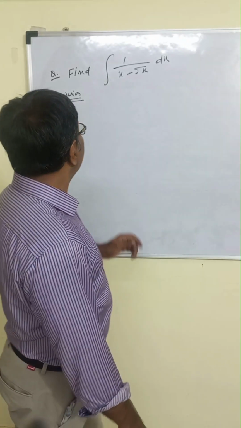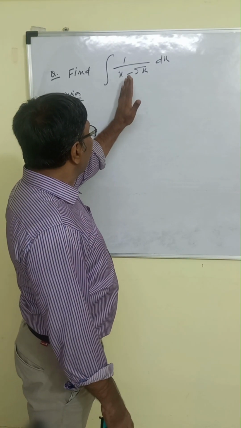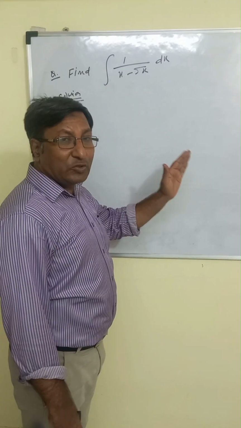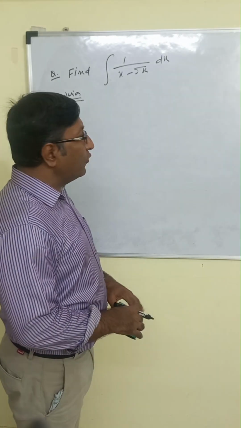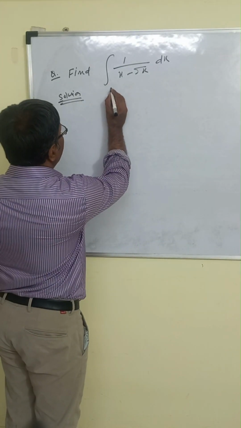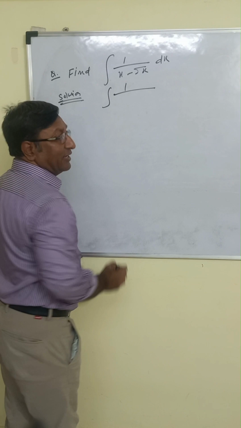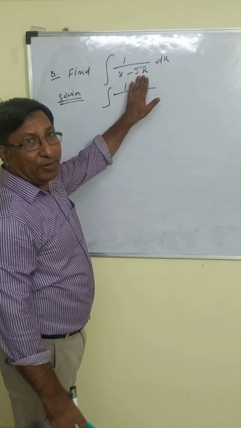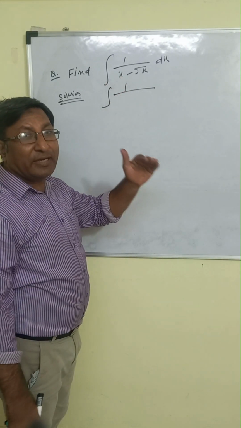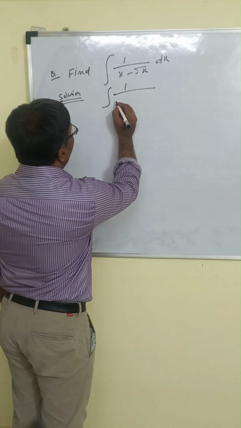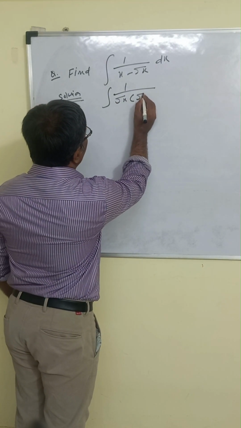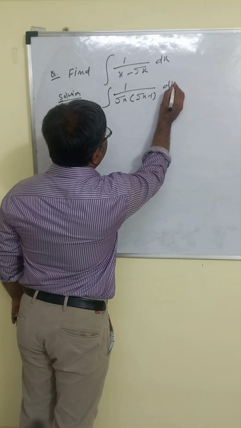Let us see the question. Find the integration of 1 upon x minus root x. So for this type of question, what is the simple technique? First, simplify the expression. So x minus root x: x is root x squared, so we will take root x common. So we will get root x times root x minus 1, dx.